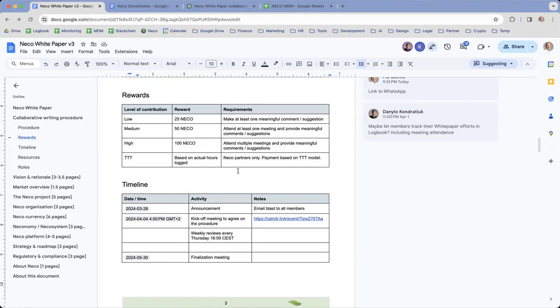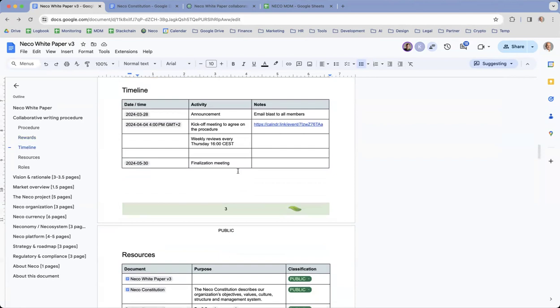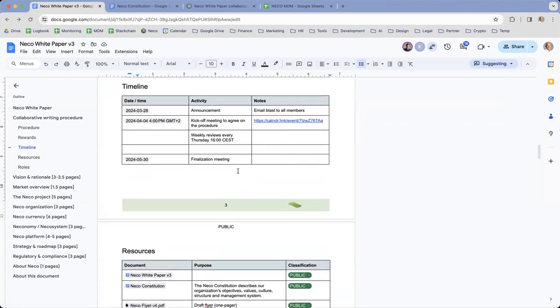Okay. Are there any suggestions, questions regarding the reward structure? Great. Then I'll proceed to the next part, which is the timeline.